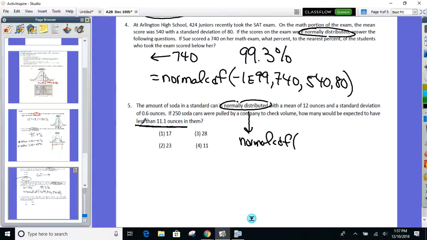So what's my lower here? Think about it. Less than 11.1. What's my lower here? Negative 1E99. Everyone see why? Because it's 11.1 or below. What's your upper bound here? 11.1, followed by the mean, 12, and standard deviation, 0.6.